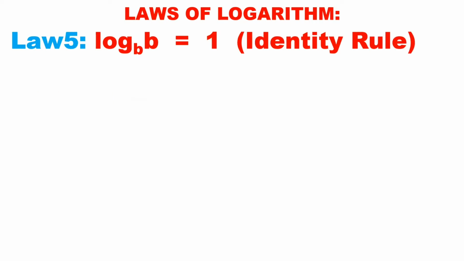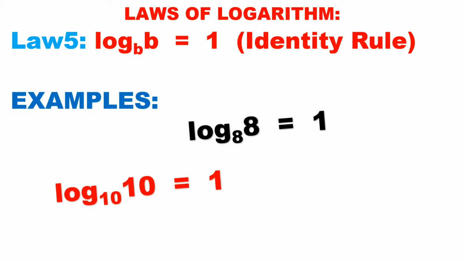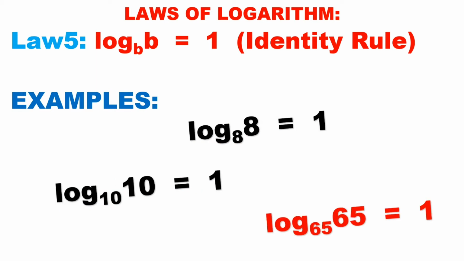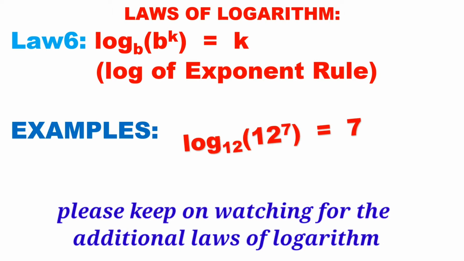Law of logarithm number 5: log of b with base b equals 1, called the identity rule. Very simple. If the value and the base are the same, it is always equal to 1. Examples, log of 8 with base 8 equals 1. Log of 10 equals 1. It means log of 10 with base 10. Log of 65 with base 65 equals 1.